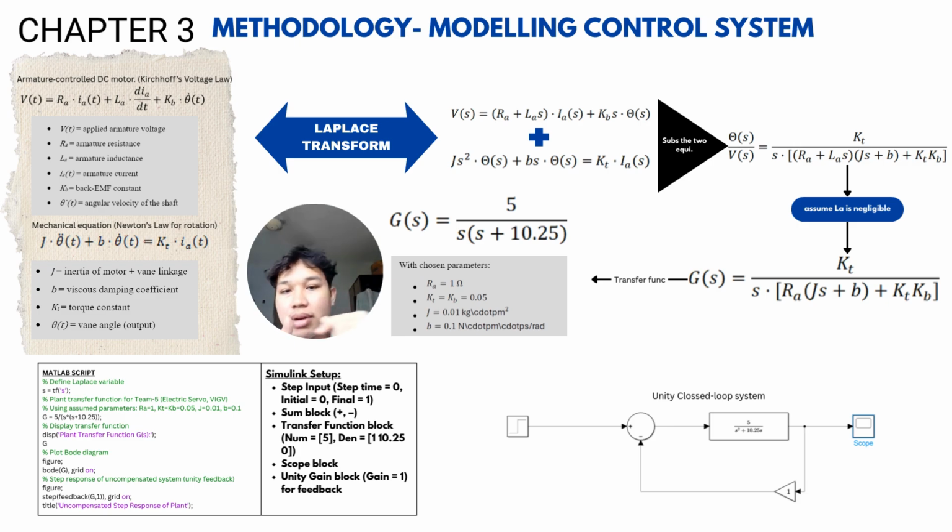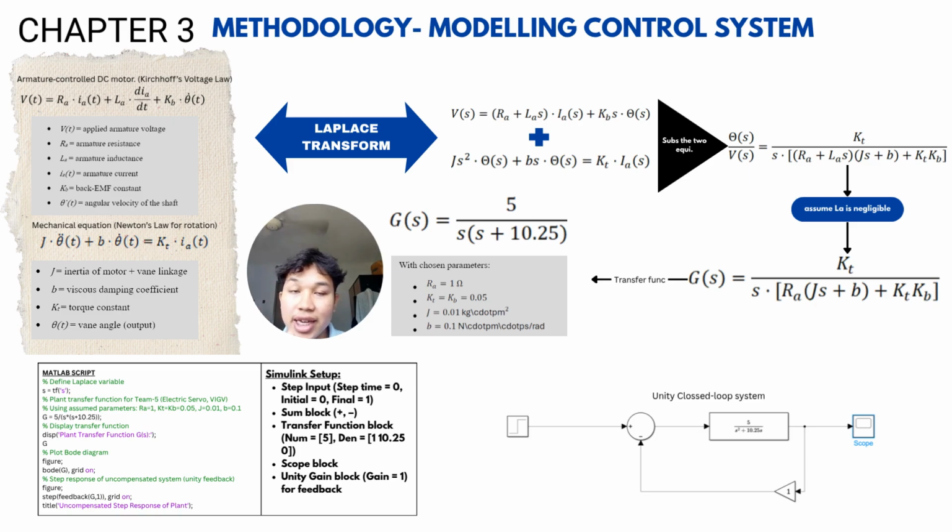Then we combine both equations into one single formula called a transfer function, which is simply output divided by input. To keep our math clean without losing accuracy, we assume the coil's electrical inductance La is so tiny that it's negligible. Next, we plug in our actual physical numbers like coil resistance, motor torque, and inertia. This gives us our final transfer function. As you can see, it's G(s) equals 5 over s(s + 10.25).